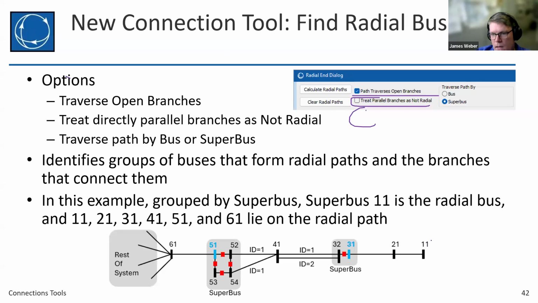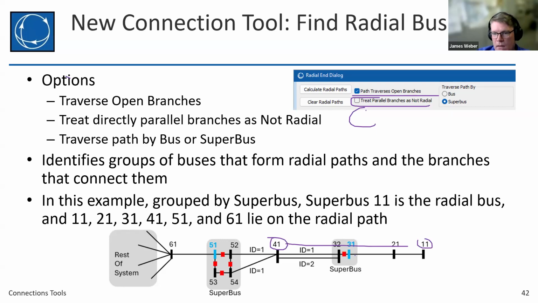The next option is, if I look at this example here, should I say that bus 11 is part of a radial path going up to bus 41? It's clearly a radial path up to 32, but do I treat the parallel branches as part of a radial path? Yes or no? That's another option.